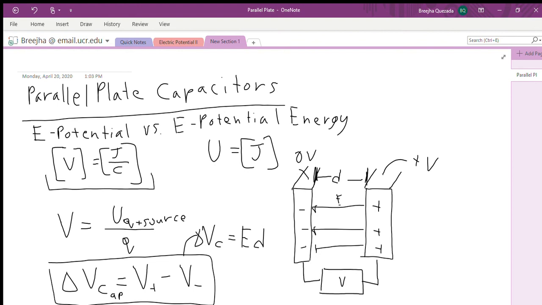So this is the very basics to get started on the voltage in a parallel plate capacitor. If you have any questions that come up as you look at the lectures, please don't hesitate to come to SI sessions. They're in the description box below.